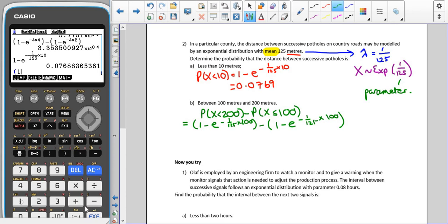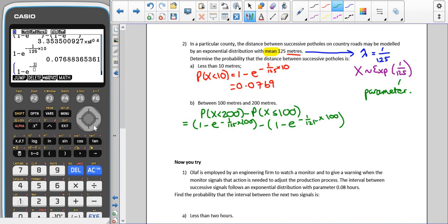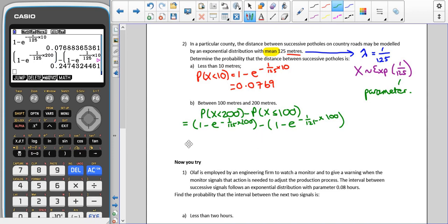So like I said, 1 minus e to the minus 1 over 125 times 200, minus 1 minus e to the minus 1 over 125 times 100. And that's given us 0.247 to 3 significant figures.